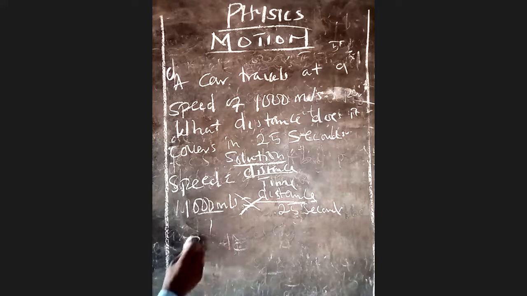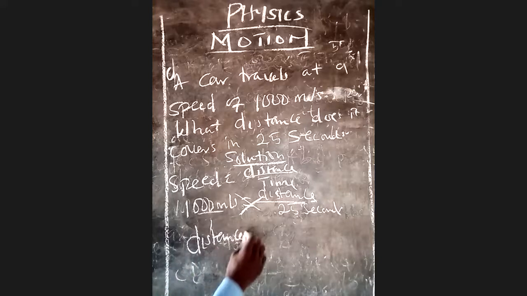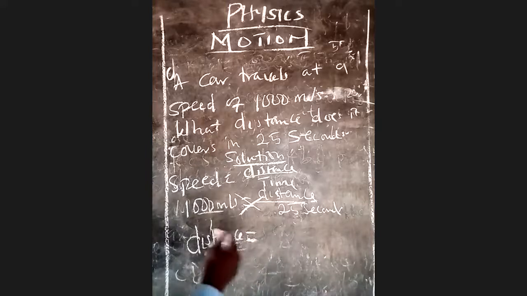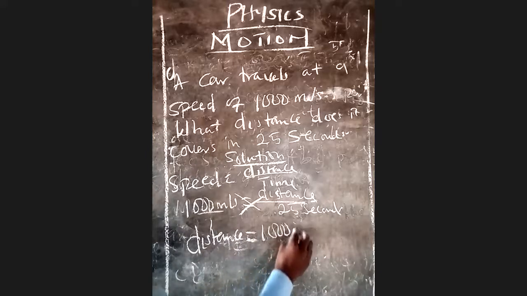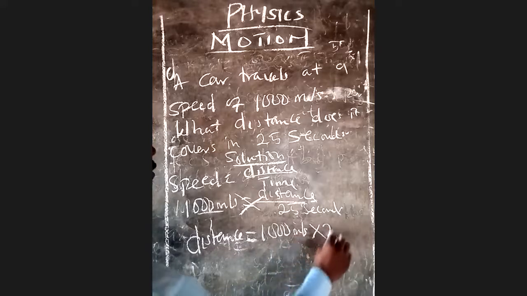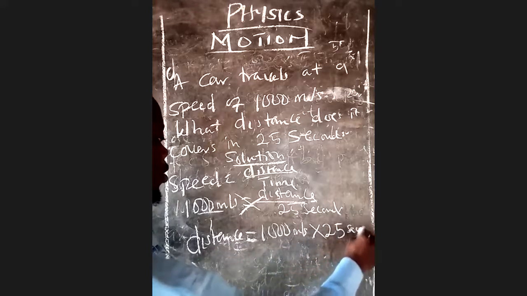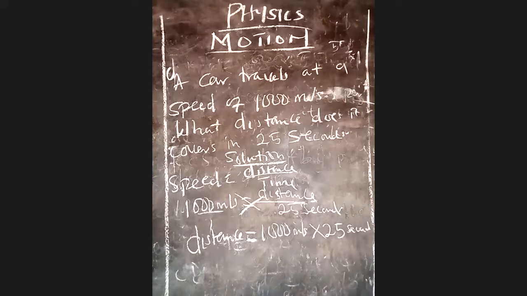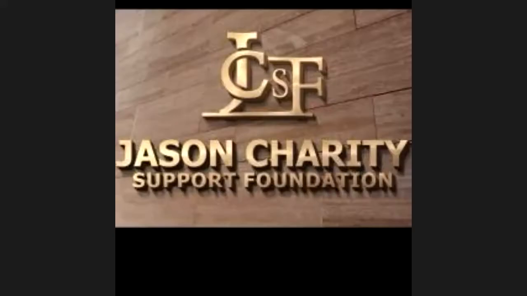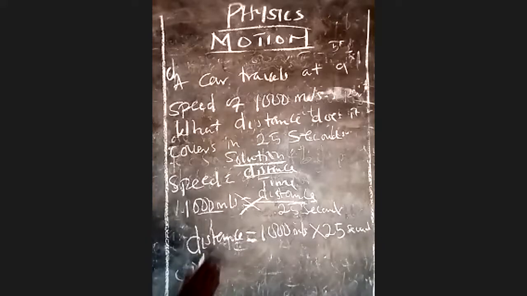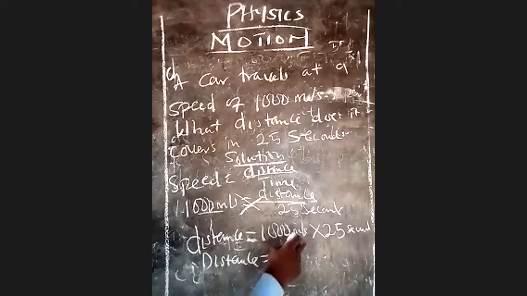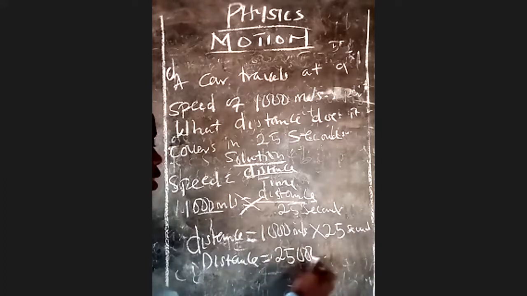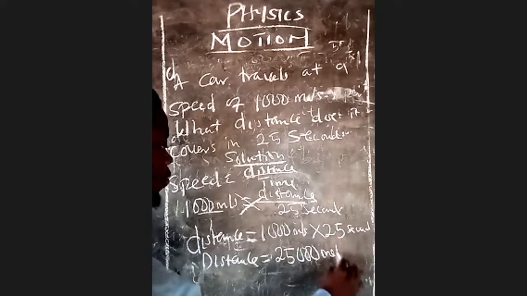When you do cross multiplication, distance will be equal to 1,000 meters per second times 25 seconds. So when we multiply 1,000 times 25, distance will be equal to 25,000 meters.